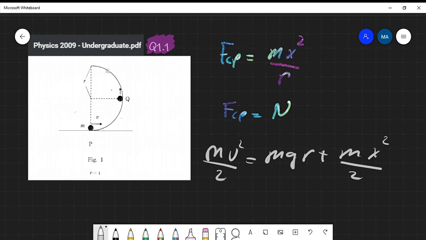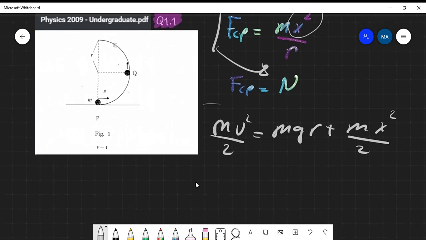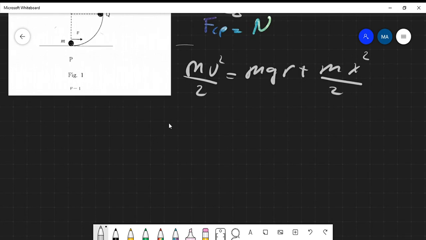So what are we trying to do over here? We want the centripetal force, which is equal to the normal, because we want the normal force, and the only thing we're lacking is x, which we can find by the conservation of energy. So x squared is equal to v squared minus 2gr. Okay, so just isolate x squared over here. You cut the m's over here. This is conservation of energy, and you multiply by 2.